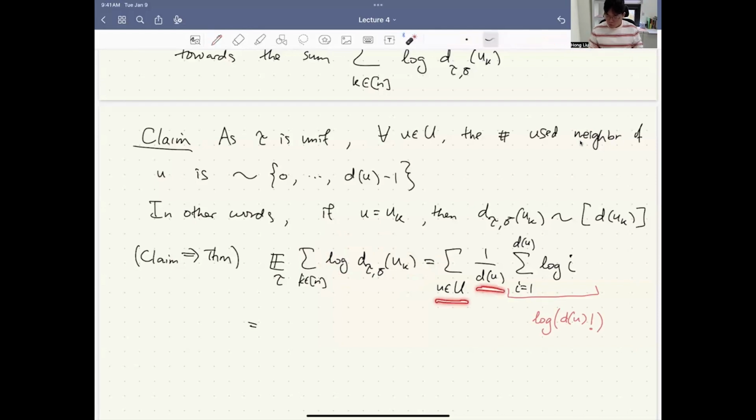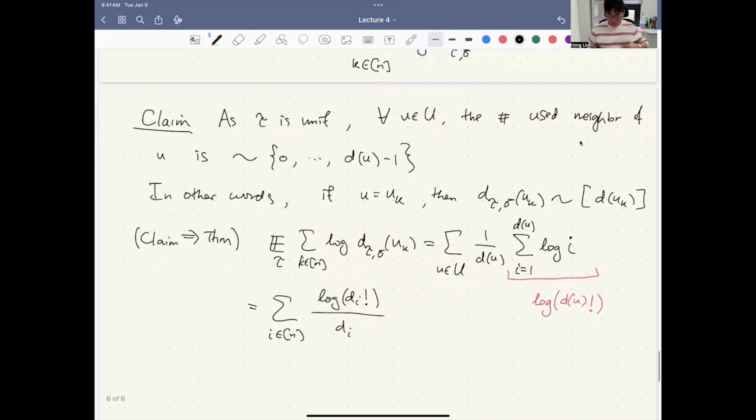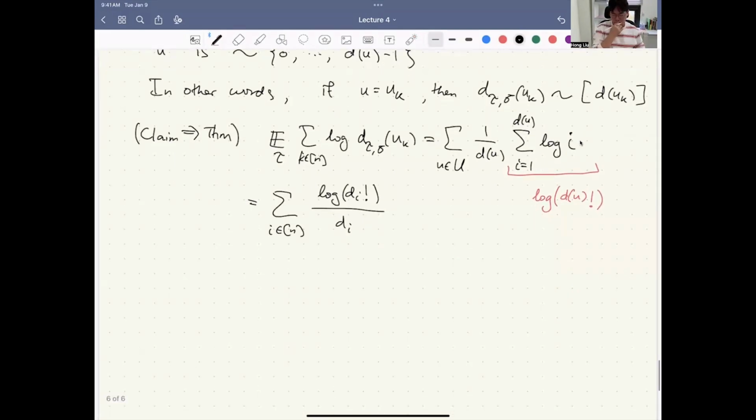Over du, sum over everything. So that's precisely the sum over log di factorial over di. Okay. This holds for any sigma that we fix.